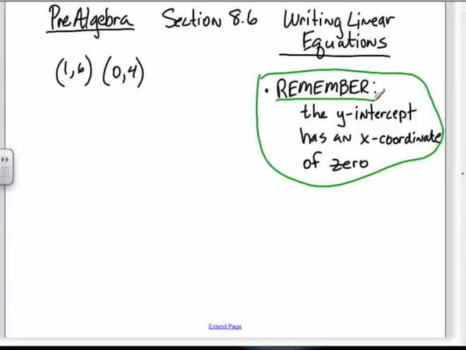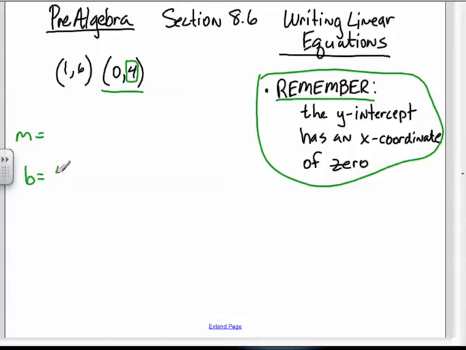So if I look at these 2 points that we're going to start with here, one of them has an x-coordinate of 0, and that's this point here. So you can see the y-intercept is actually 4. Now, if I want to write a linear equation, there are 2 things I need. I need the slope, and I need the y-intercept.